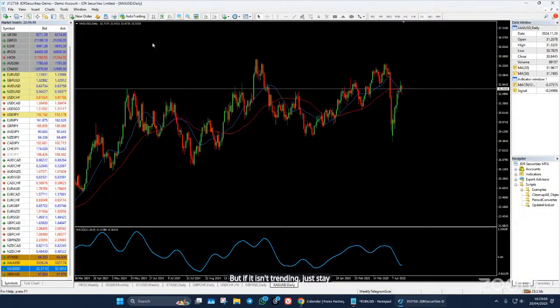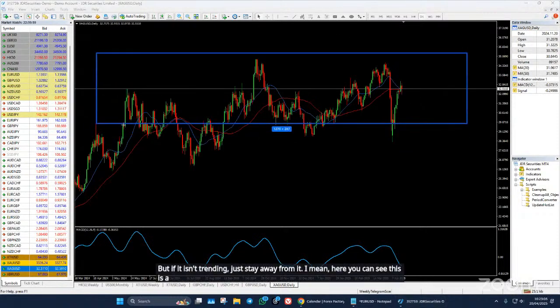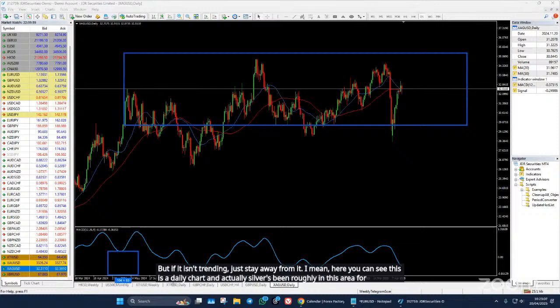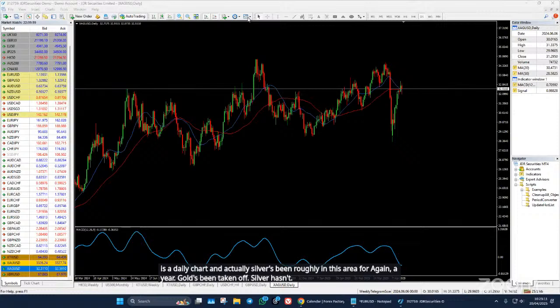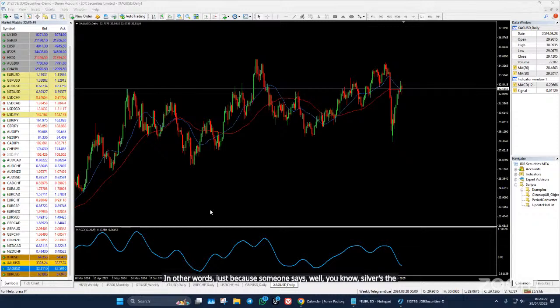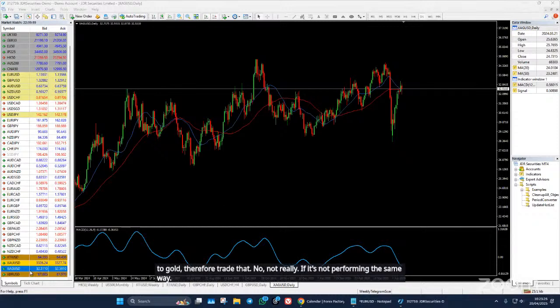Here you can see this is a daily chart, and silver's been roughly in this area for, again, a year. Gold's taken off, silver hasn't. So don't equate gold and silver. If you cannot see a correlation, don't make the assumption. In other words, just because someone says silver's the next best thing to gold, therefore trade that, no, not really, if it's not performing the same way. Okay, crude oil, we've looked at. Crude oil looks nice and weak, that's cool.